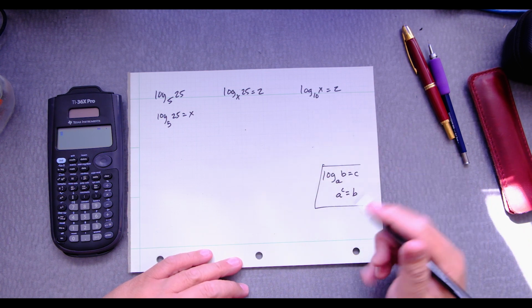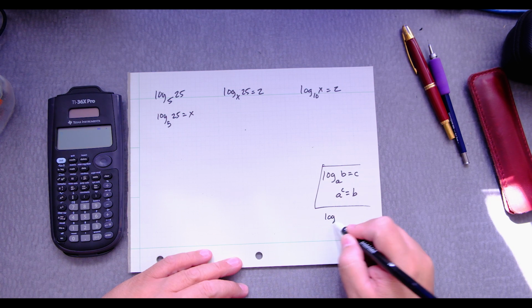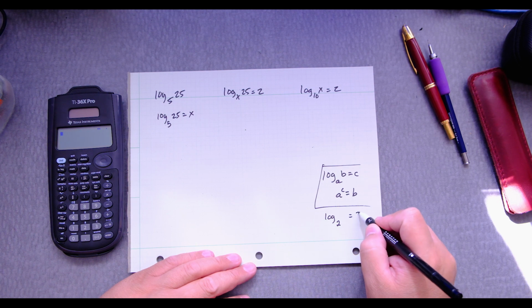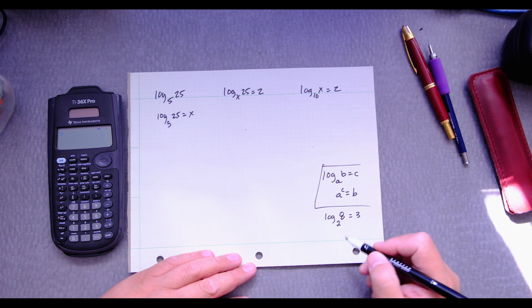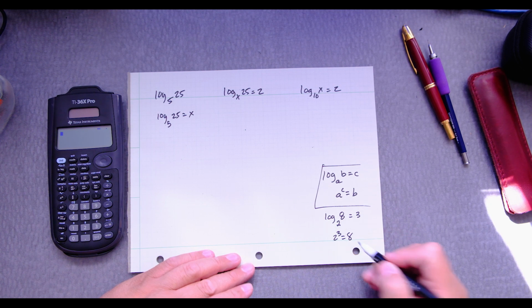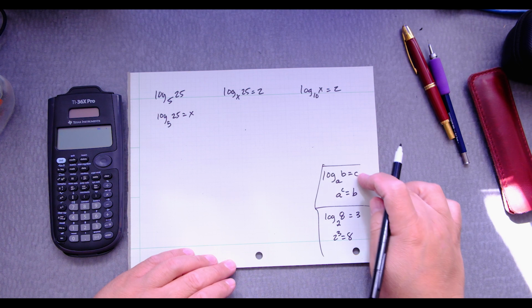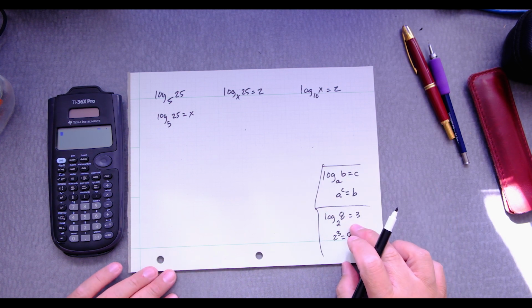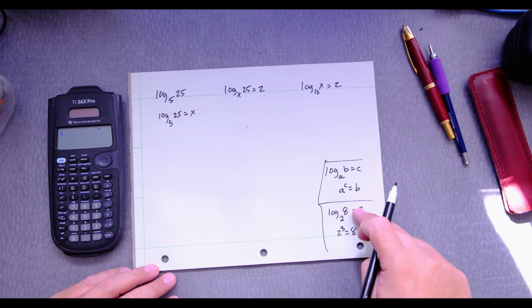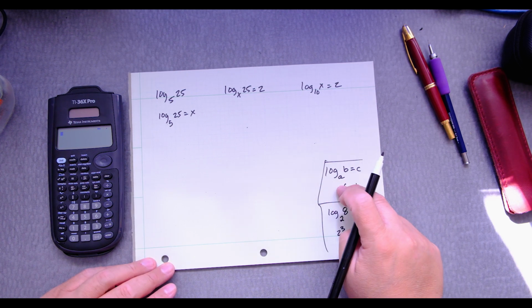This is the rule. One thing that I like to do is make an example. Log base 2 of 8 is 3, because 2 to the third gives me 8. And that makes more sense. So whatever way you learn it, it's always a good idea to keep this in your mind.